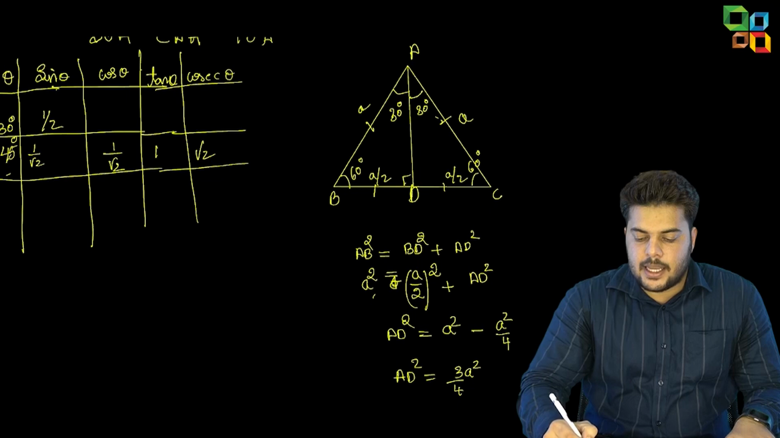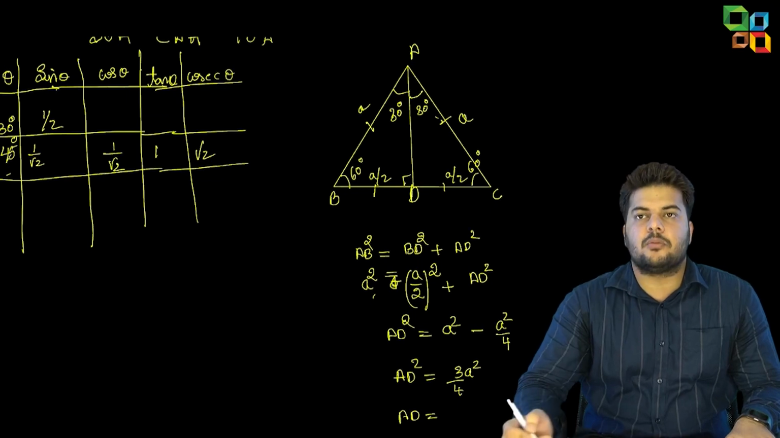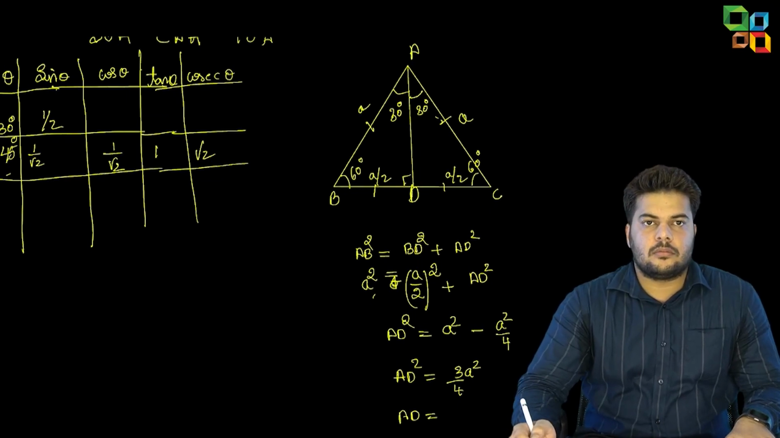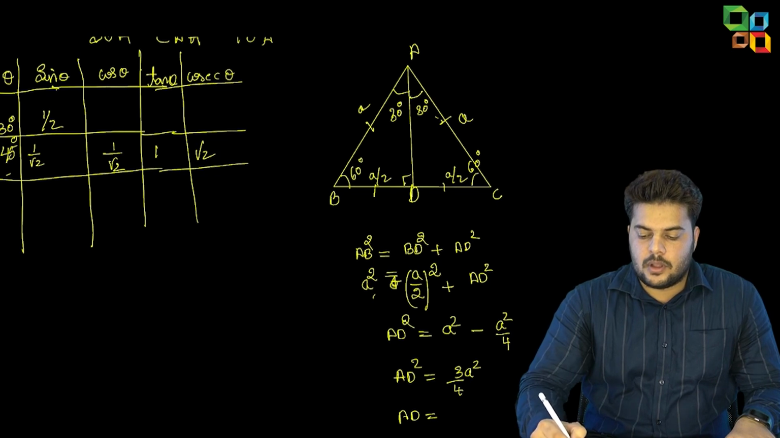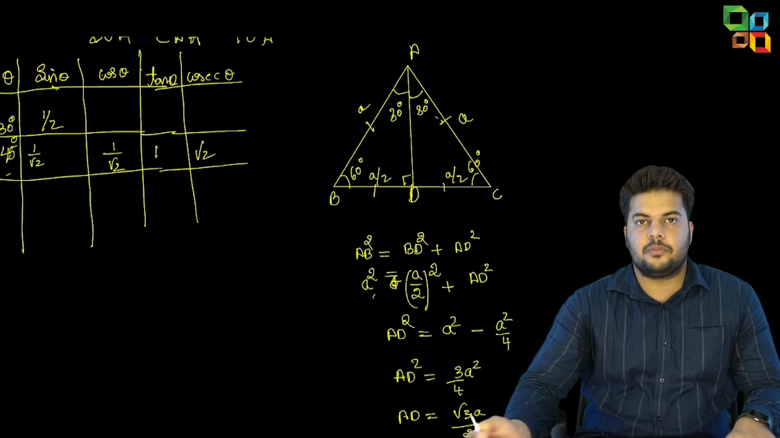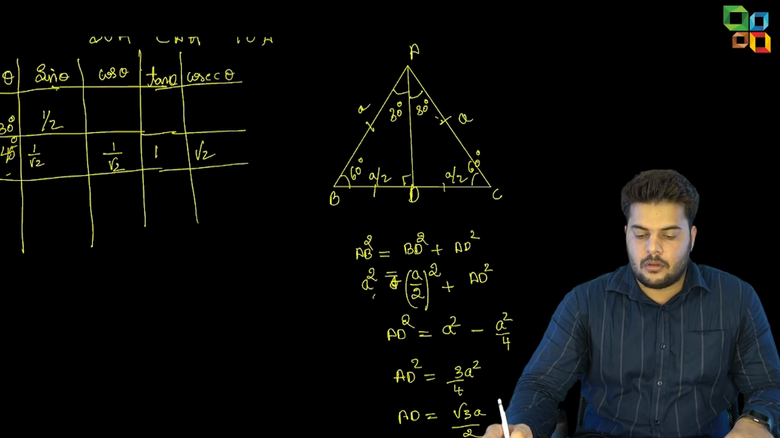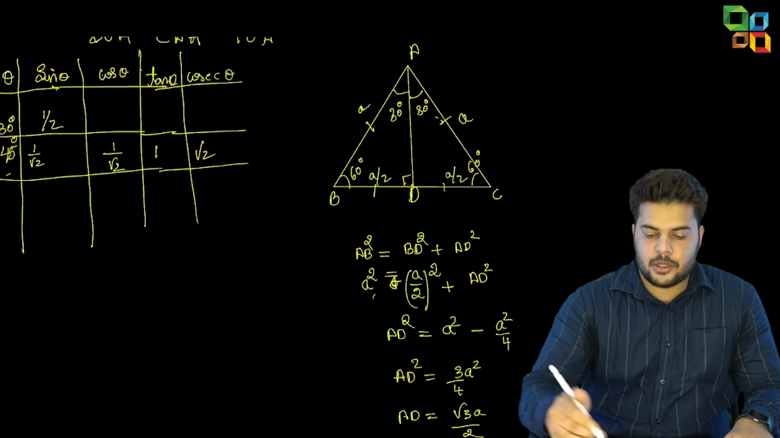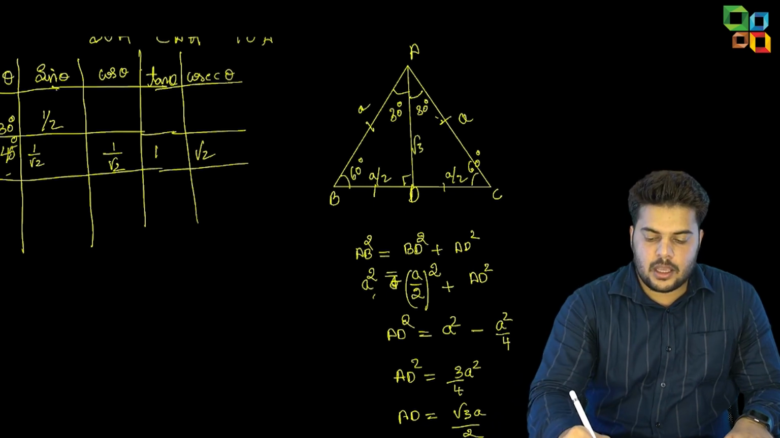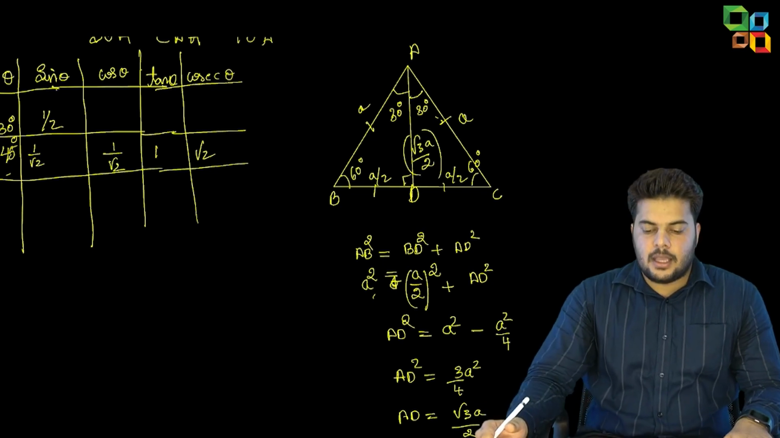What we want is AD. So we take the square root on both the sides. So this will come out to be √3 into A divided by 2. Agreed? I've taken the square root. So now I know the altitude. Altitude is √3A divided by 2.